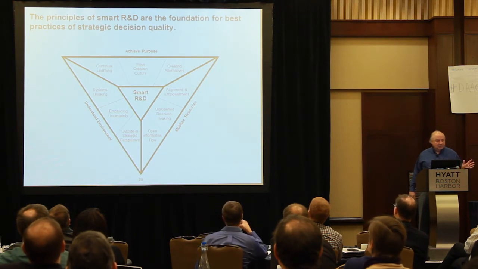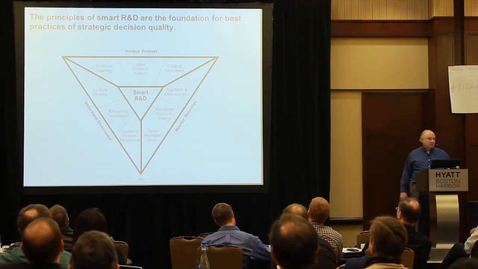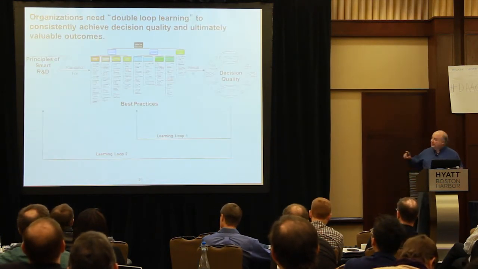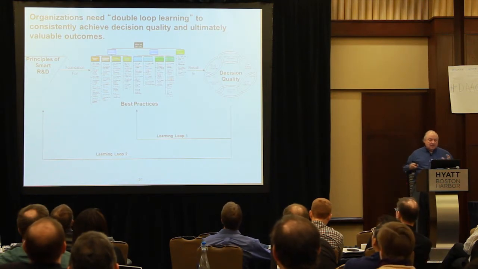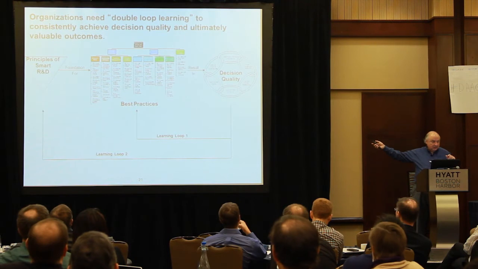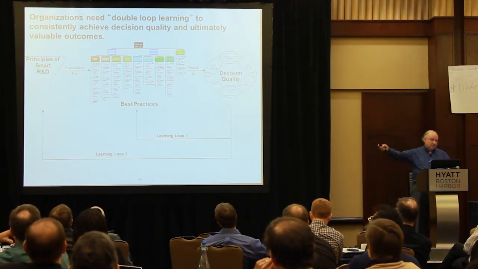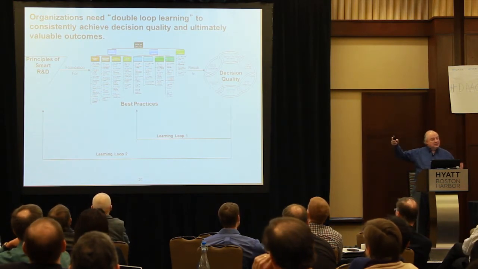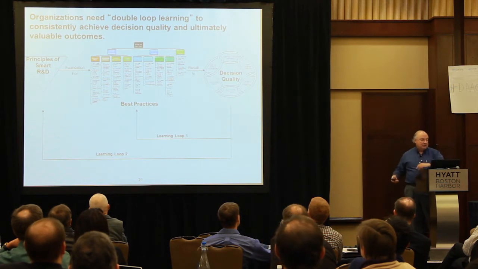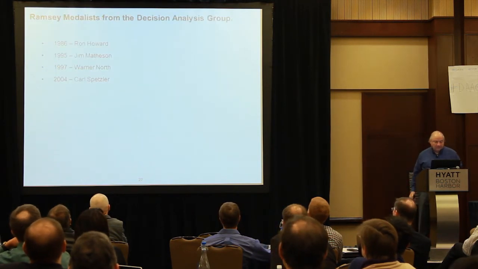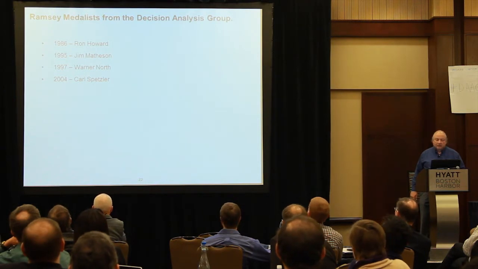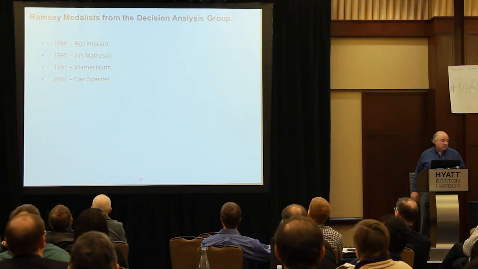You've seen them, but we've talked about continual learning quite a bit here, that life is about learning. It's not static. I just want to put that in context very quickly, that there's a lot about best practices in the decision quality chain, but there's a second learning loop. This comes from Chris Argyris, which is learning the underlying principles that give you the setting so you can apply everything we talk about. Okay, Ramsey Medalist out of the group. The only one that's not here is Warner North, and he does a lot of work in the governmental setting. But four Ramsey Medalists, pretty good.